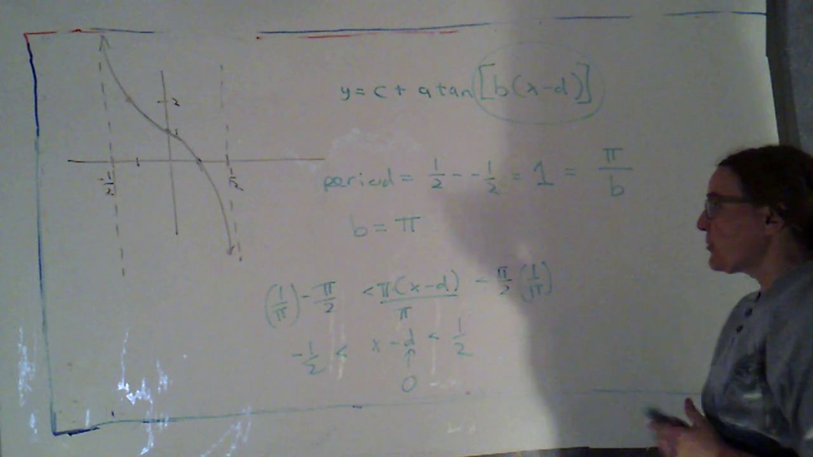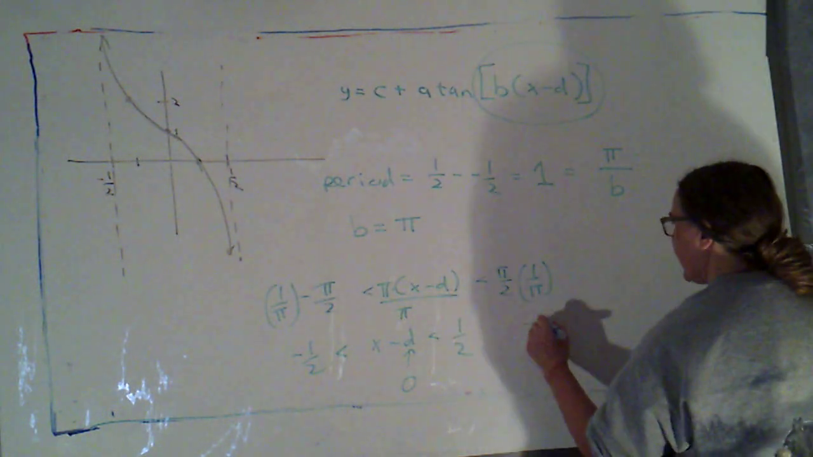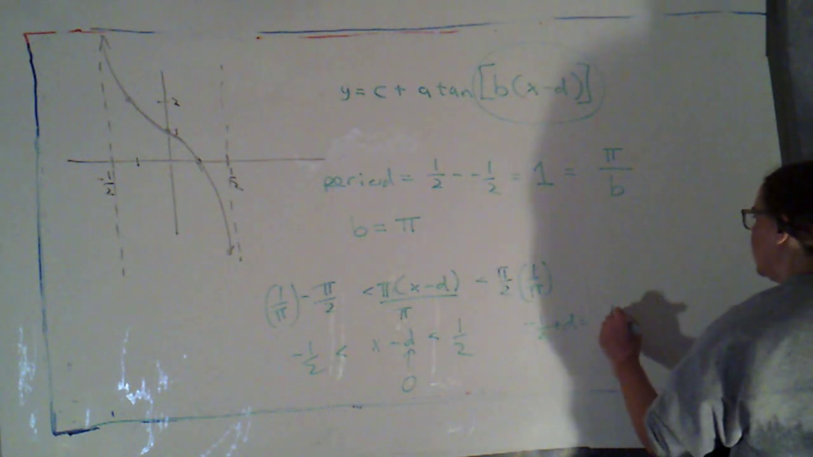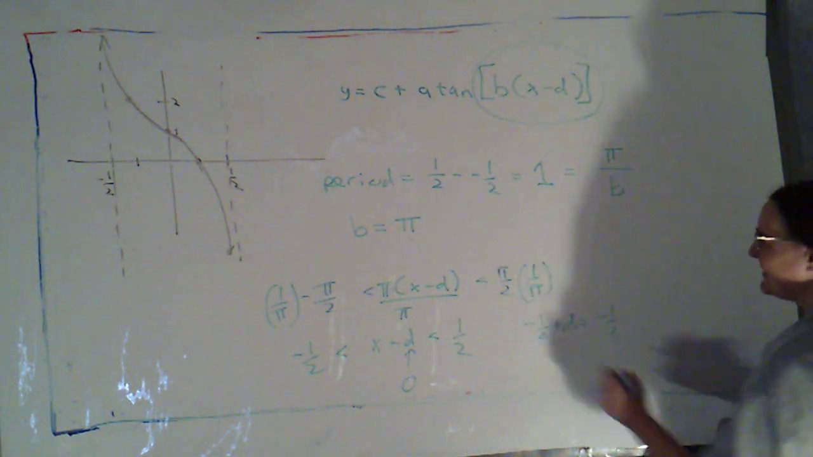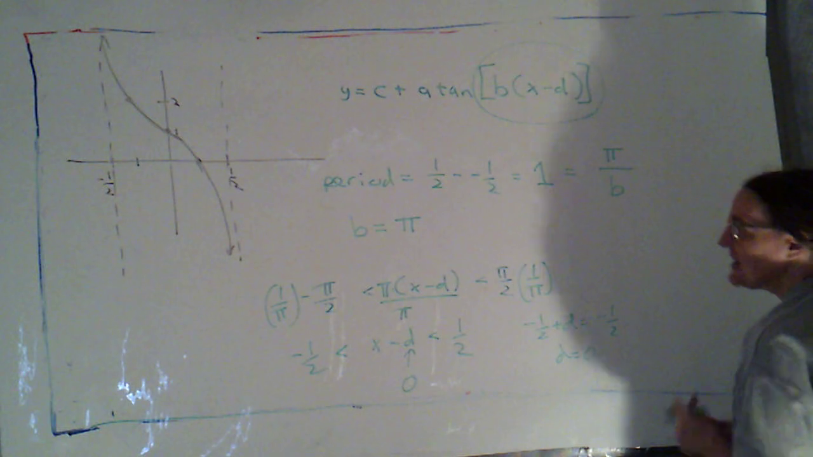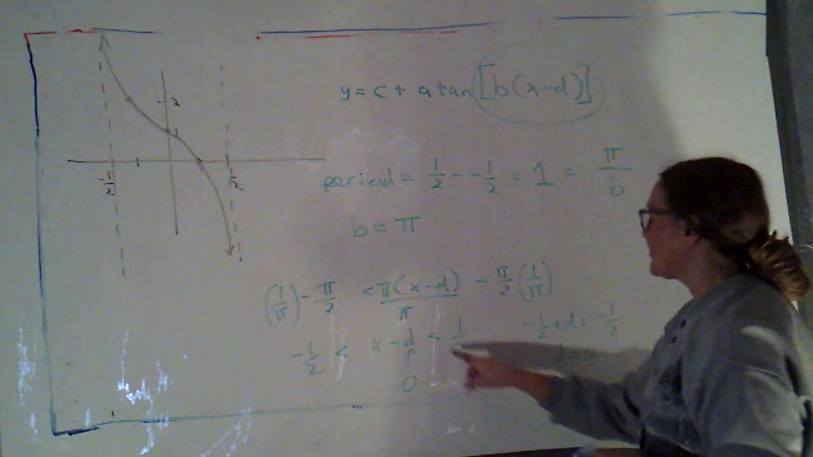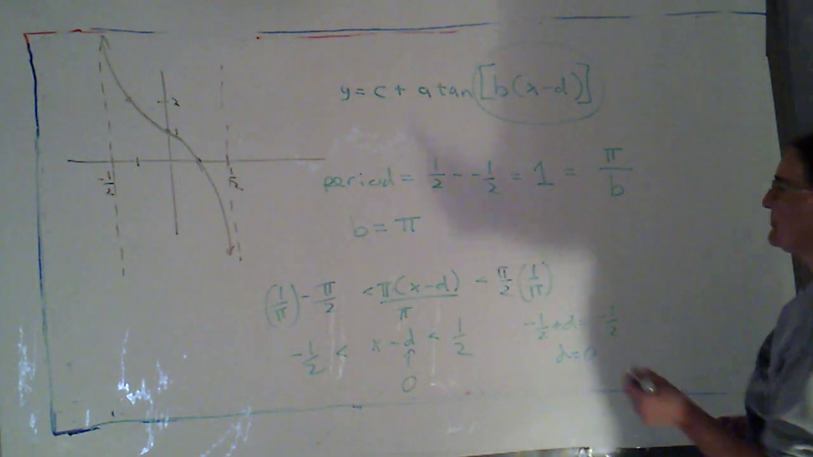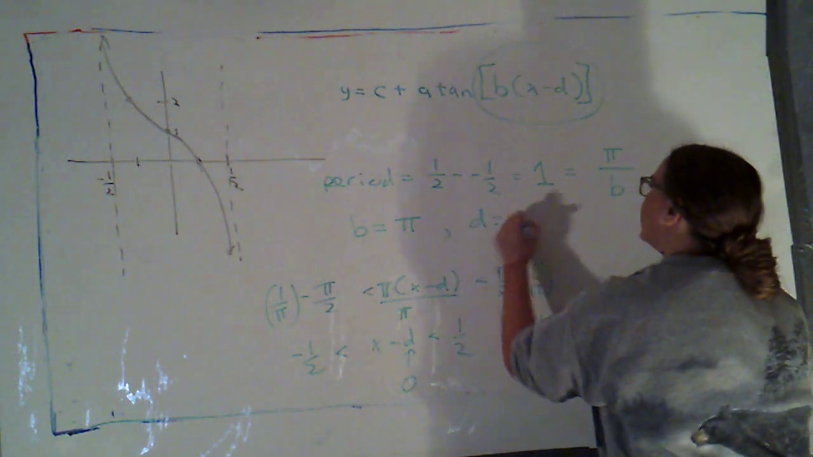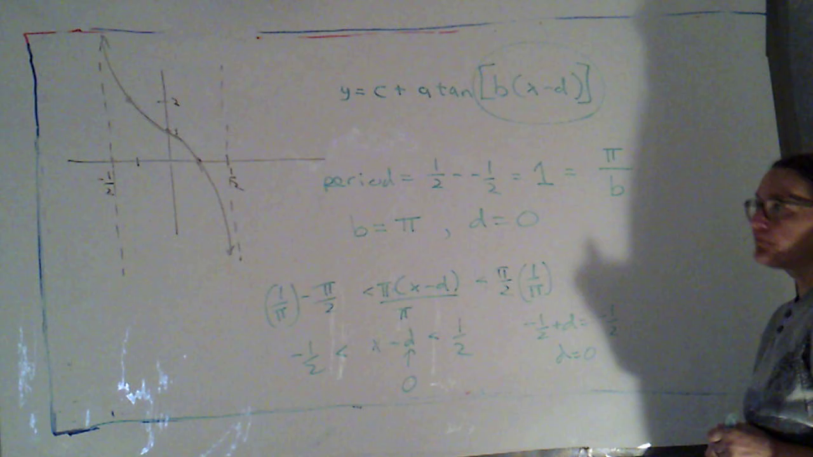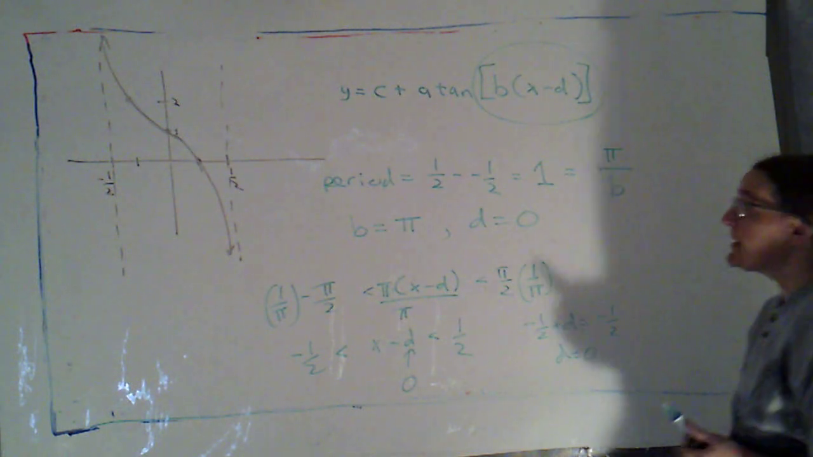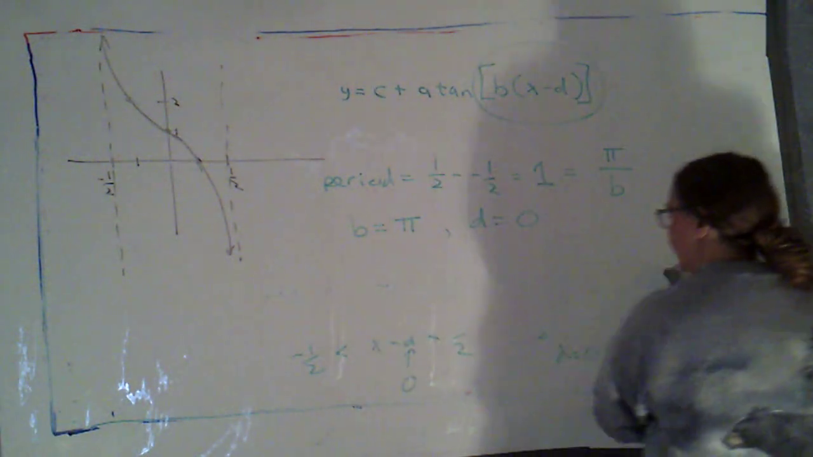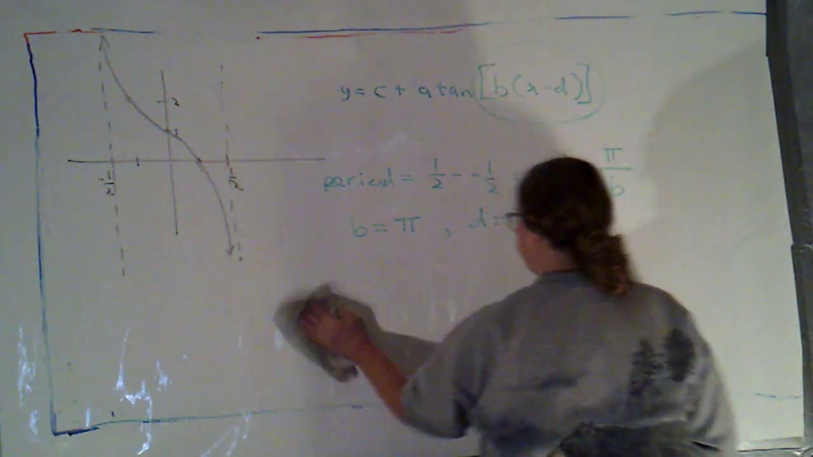Otherwise, what I would do is just say -1/2 plus d equals my starting point, but that's -1/2, so that tells me that d is 0. Similarly, -1/2 plus d has to equal my ending point, so d has to equal 0. So b is pi, and d is equal to 0. Excellent. So we've gotten what we can out of things horizontally. Let's take a look at the vertical stuff.